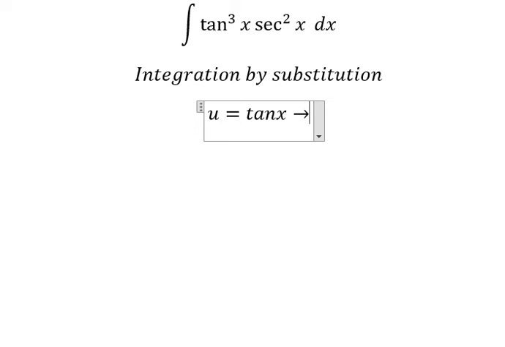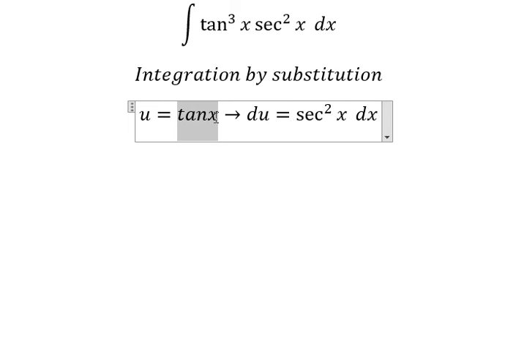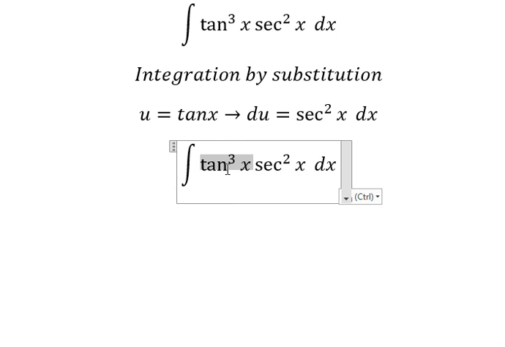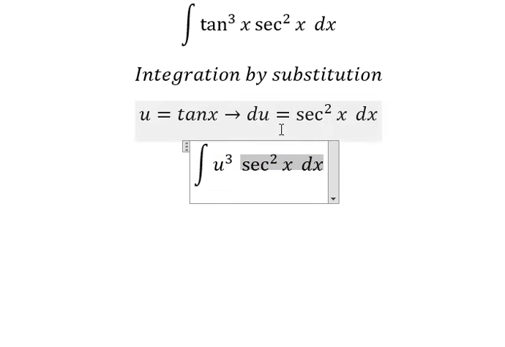Later we first take the derivative of both sides, and you get du equals secant squared s ds. First the derivative of tan s, you get this one. This one we change by u, and we have u to the power of 3. This one we change by u.